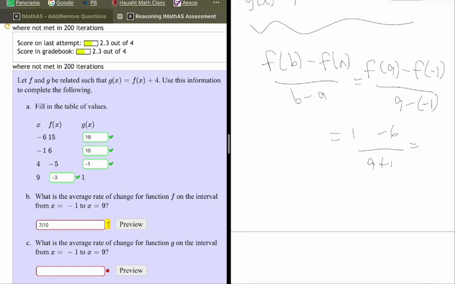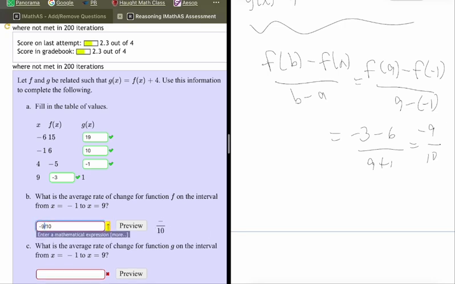Let's check them again. f of 9 is 1. f of negative 1 is, where did I get those numbers? Okay, let's try this again. Okay, so f of 9 is negative 3. Wow, I've lost my mind a little bit. f of negative 1 is 6. And so that's negative 9 over 10. Let's see if they like that.